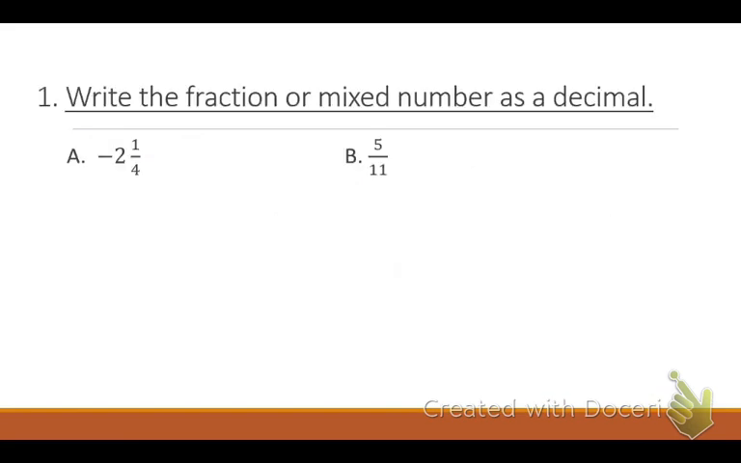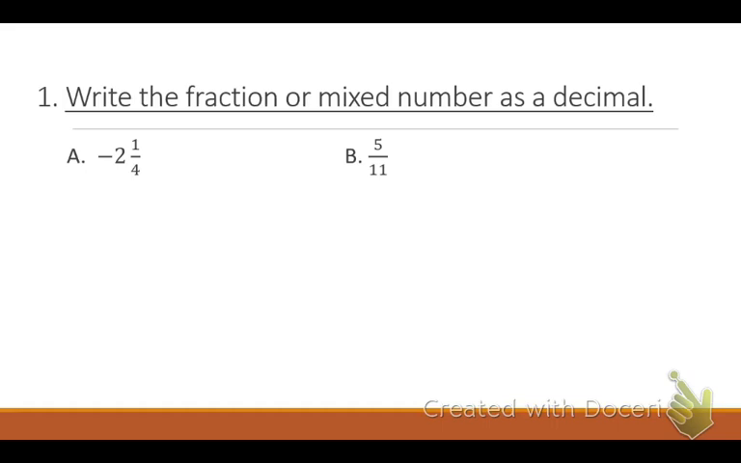For this next part, it says write the fraction or mixed number as a decimal. Now, this is something you have done in elementary school, but I think a lot of times we forget about the things that we've learned before. So let's just think about this. -2 and 1/4. I need to change that to a decimal. Does anybody know what that would be as a decimal? 2.1. No, it's not 2.1.